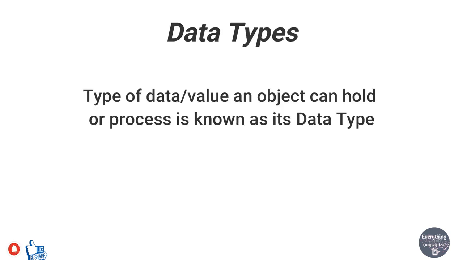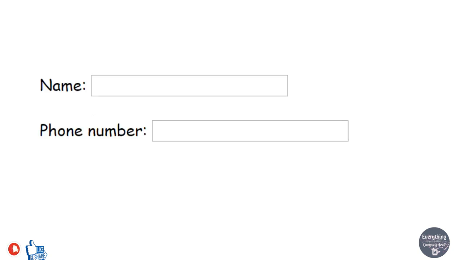So simply the type of values that an object can hold or process is known as its data type. For example, we can fill water in a bottle, so the data type of the bottle is water. Suppose in a form we are asked to fill up our phone number. Then in that box we cannot fill up any other character except the numbers. So the data type of that box is number.